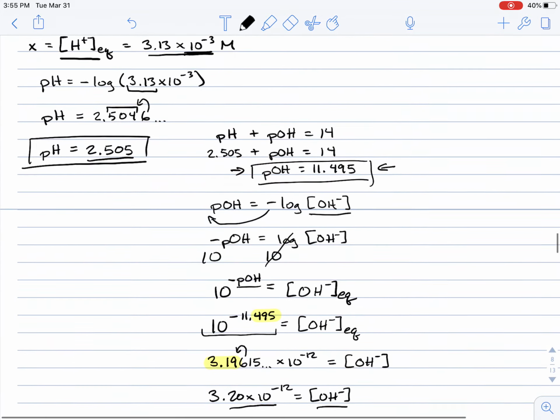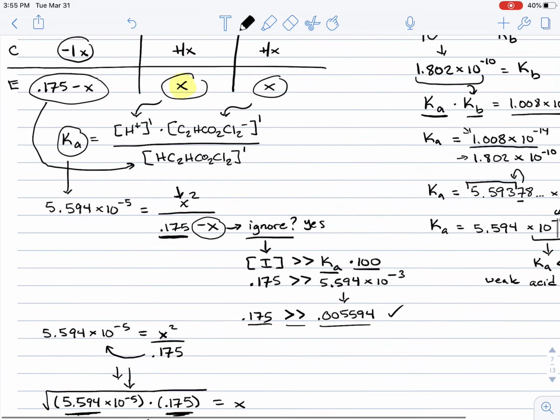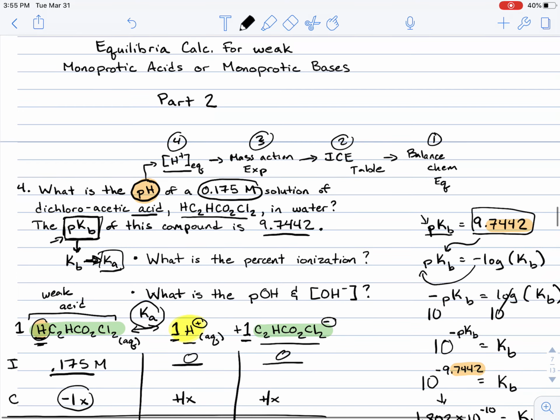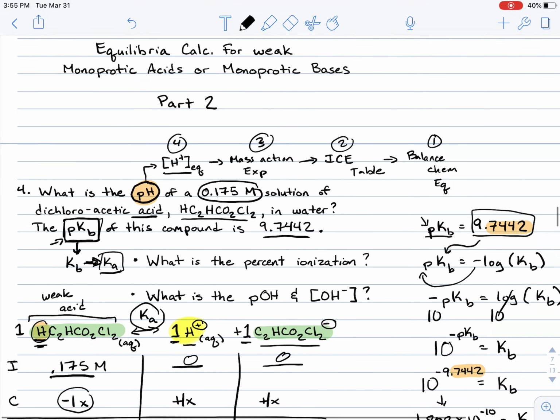And so the next video that I'm going to post is going to move on to the next topic in this chapter, which is being able to predict whether or not a solution is going to be acidic or basic just by simply looking at the chemical formula.